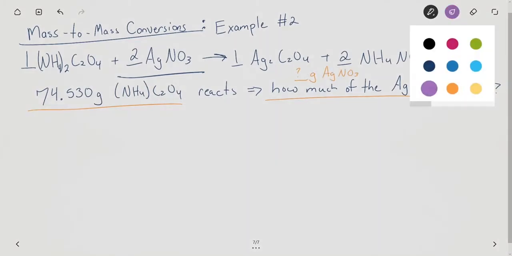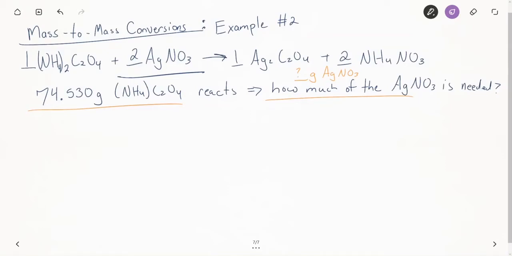Going through this, the most important part that we identify right off the bat is our mole-to-mole ratio between them. The value in front says 1 mole of ammonium oxalate will react with the value in front of the silver nitrate, 2 moles of silver nitrate. So we have that mole-to-mole ratio. We have the number of grams to start. So we're going to set this up.